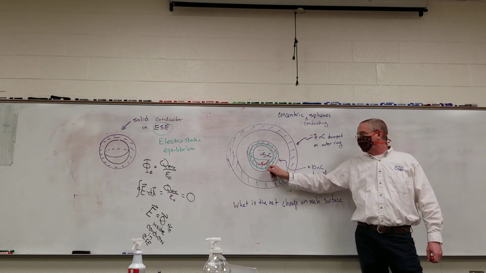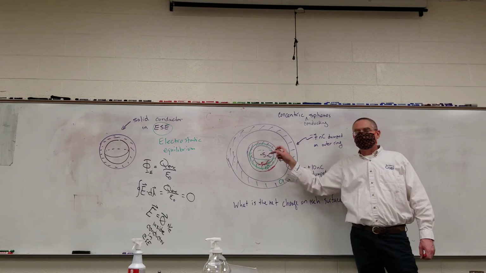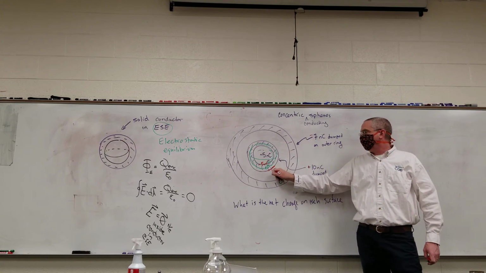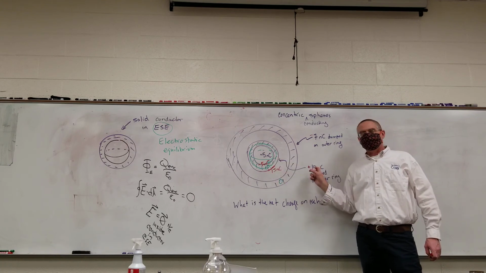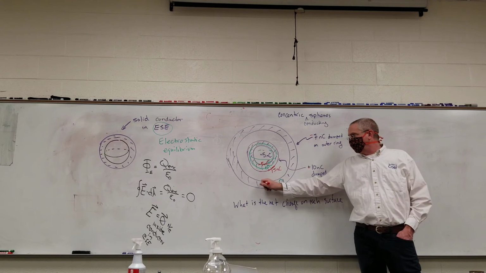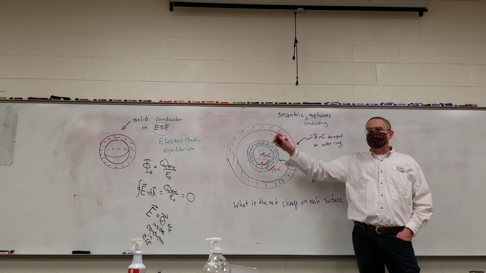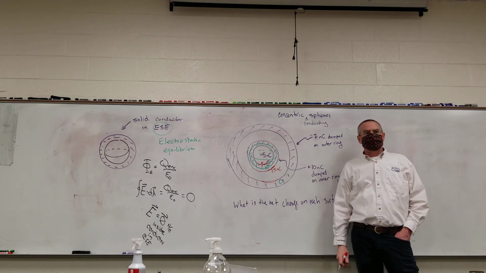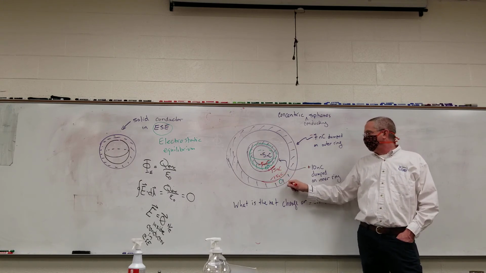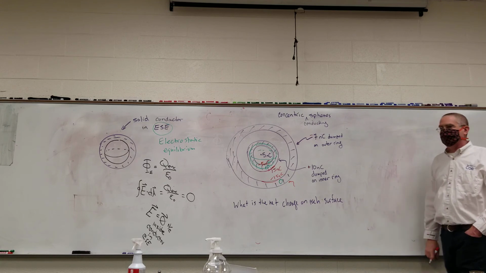So what is on this surface here? 15. So we just said it? 15. Yep. Because my total is 10. What is the total charge on this inner surface of the larger sphere? Negative 15. Yep. And what is the charge on the outer surface?